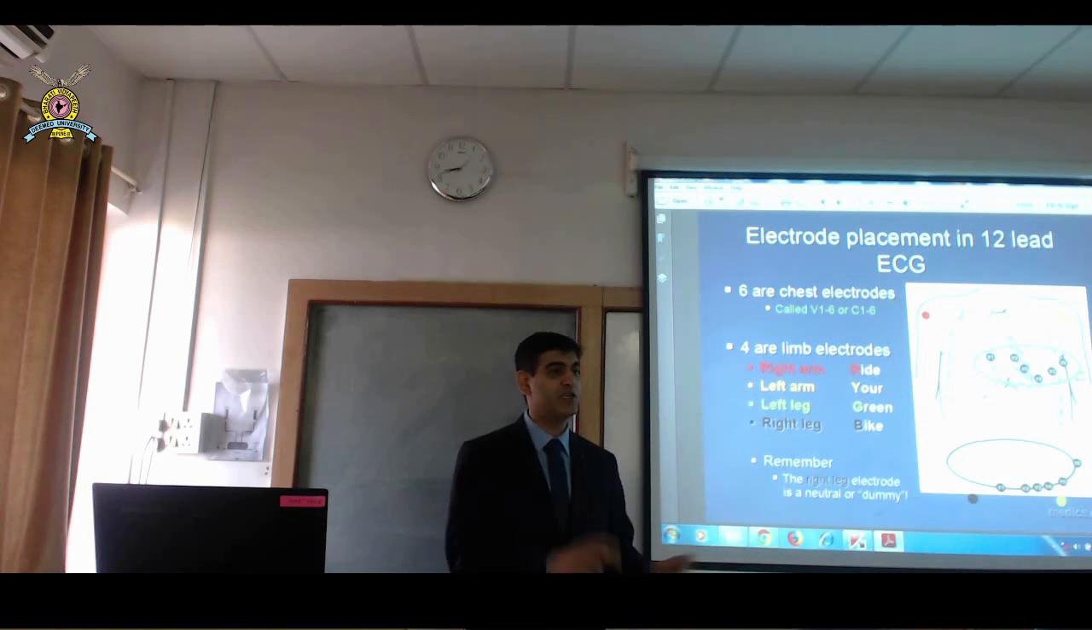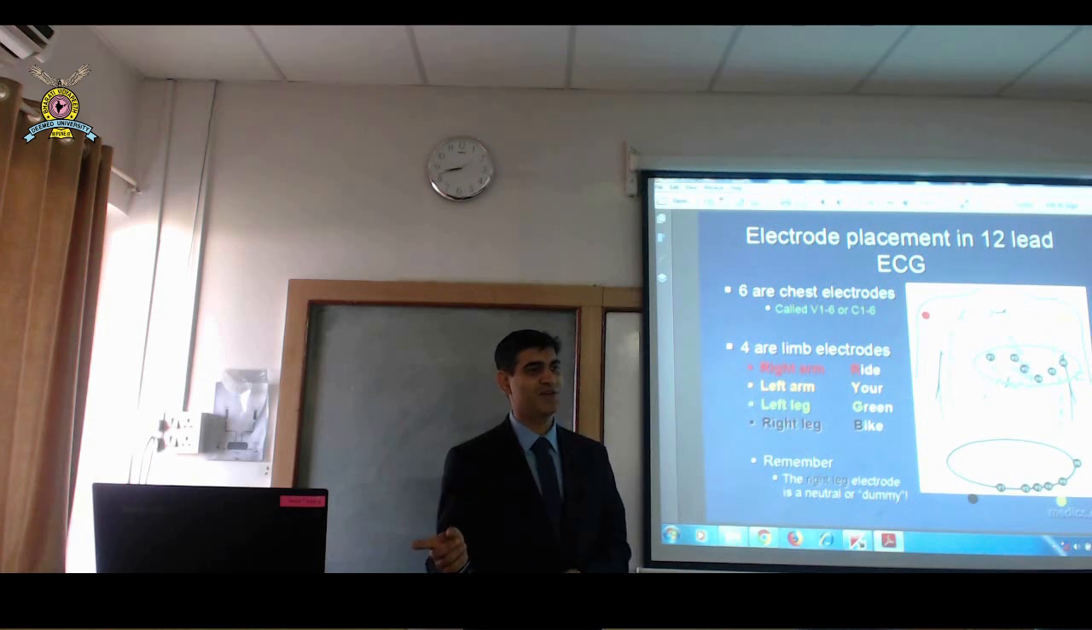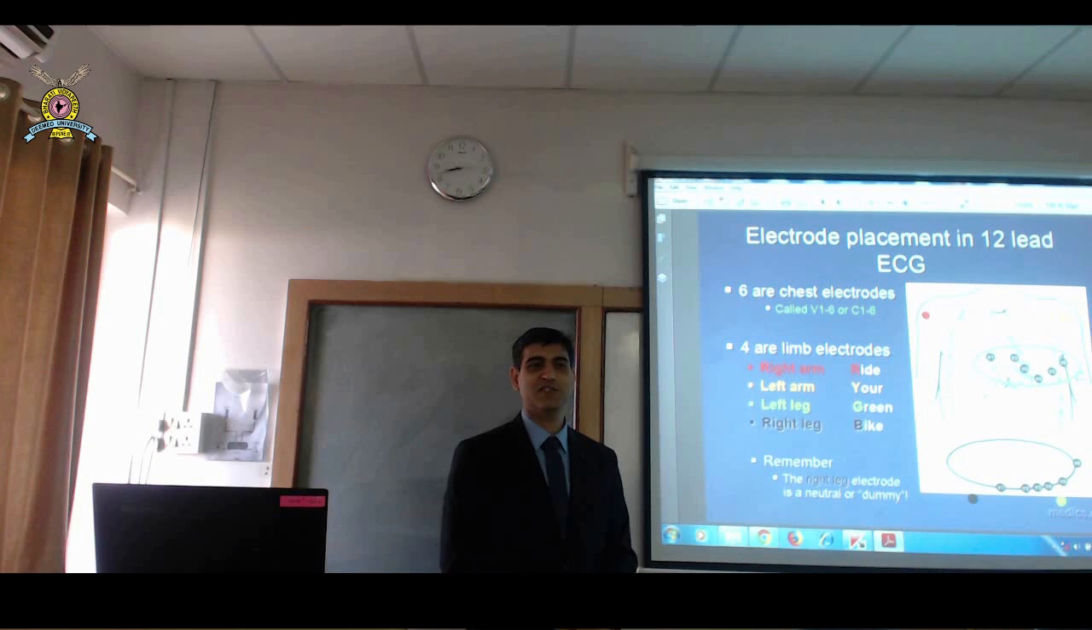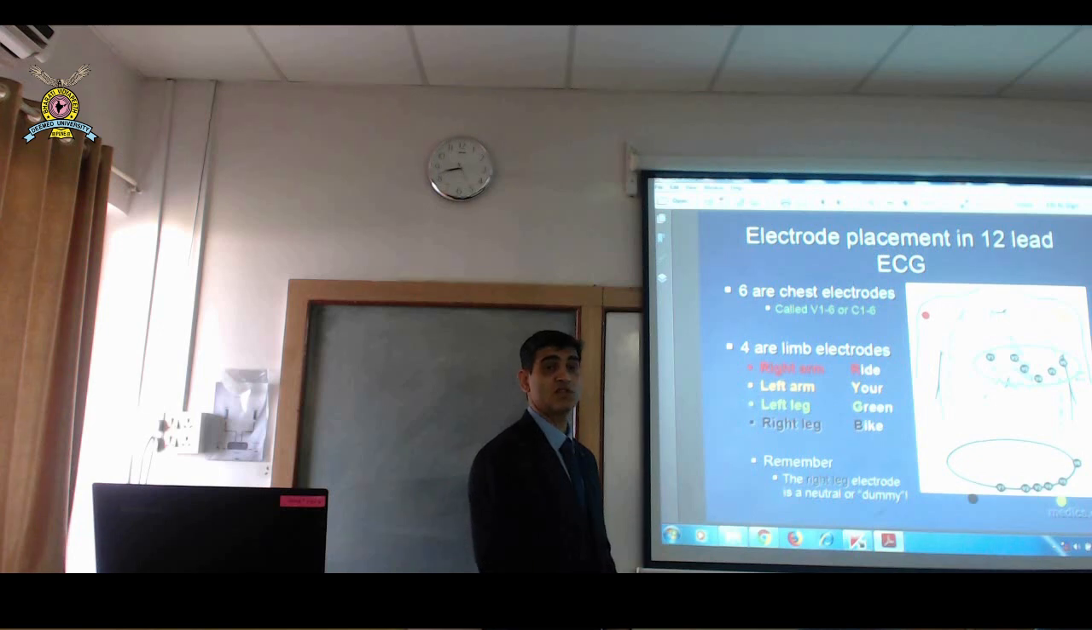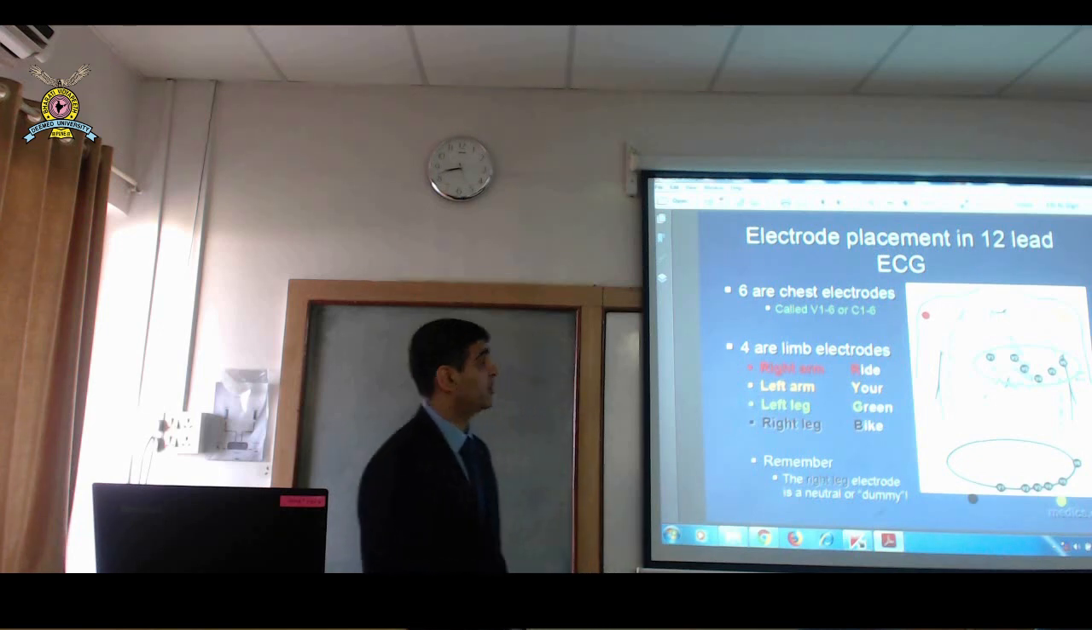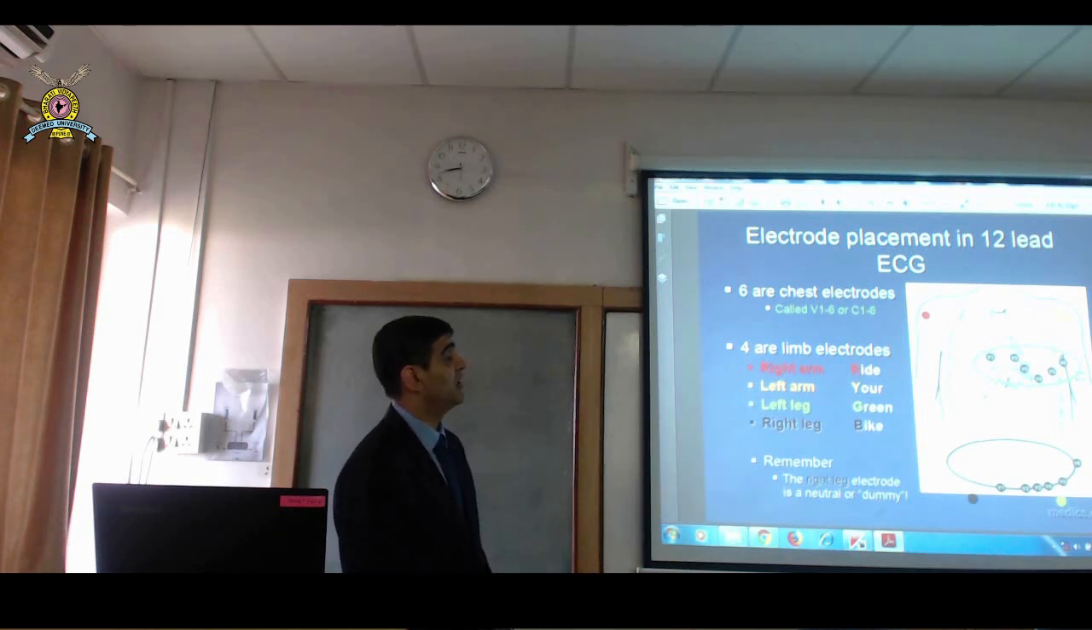Or one nurse does an ECG and the next nurse does an ECG. The first nurse's electrodes are placed in one place, and the second nurse's in a different place. Then you don't know whether the myocardial infarction has progressed or not. This is a common thing I have noted here. So V1 is located in the right fourth intercostal space parasternally. V2 is located in the left fourth intercostal space parasternally.